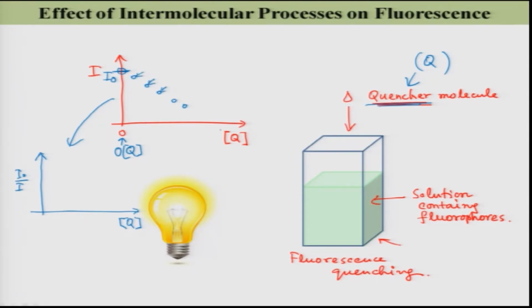So, what am I going to get? When Q equals 0, then I0 by I is equal to I0 by I0, which is equal to 1. So, it will start from the value 1. As I increase the concentration of the quencher, the fluorescence intensity will decrease, so I0 by I will be greater than 1. You will get such a plot, with a specific slope, and that slope is equal to kq tau 0. I will come to this derivation later on.